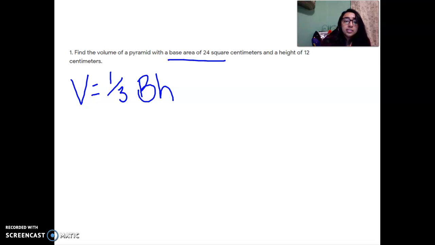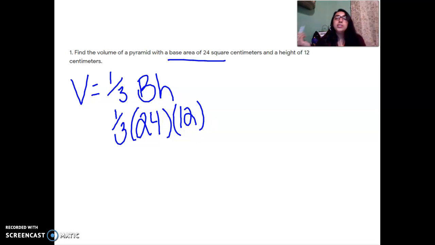My area of the base is 24, so I'm going to fill that in for the capital B, for the area of the base. And then my height is 12 centimeters. Now, just like when we did area, having a half of something is the same thing as dividing it by 2. Well, a third of it is the same thing as dividing it by 3. So you can work this out any way that you like.